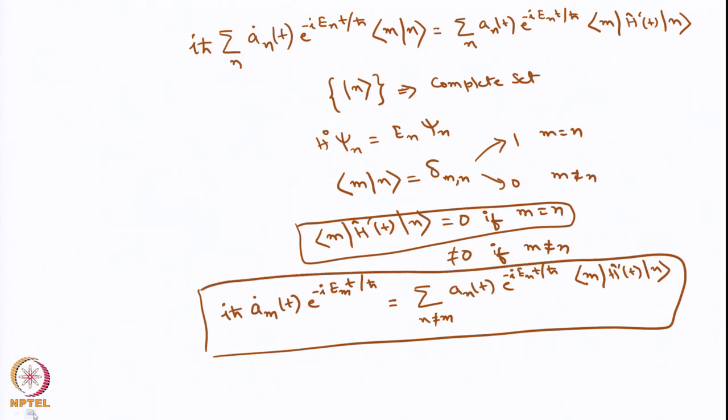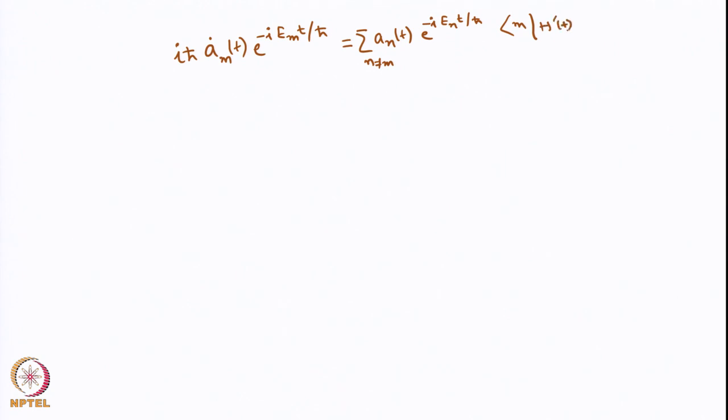Now, we will continue with this equation. So, what do you have? i h bar a m dot of t e to the power of minus i E m t by h bar equals to sum over n not equal to m a n of t e to the power of minus i E n t by h bar integral psi m H prime of t psi n.